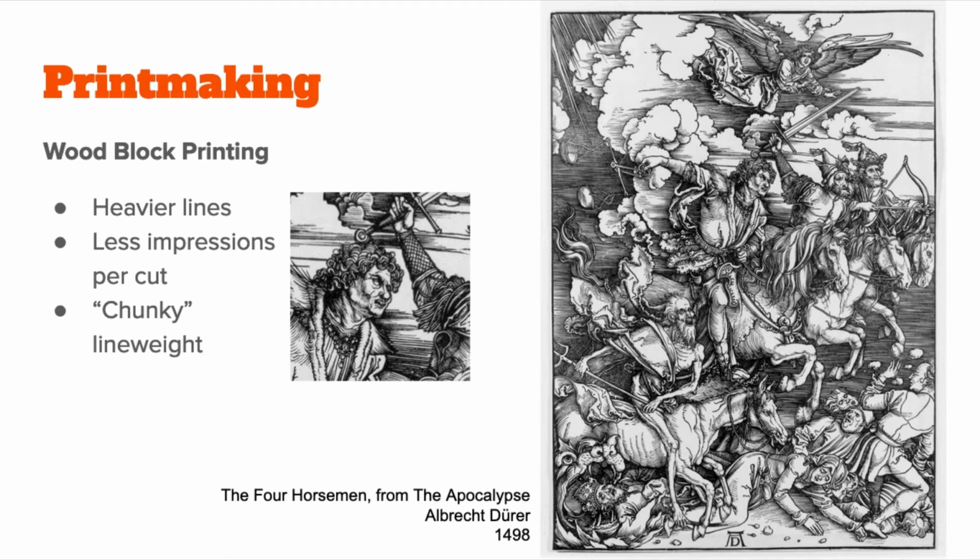Because of this, you can only make about 200 impressions or prints before the block loses its fine detail and the artist has to start over. A way to combat that, the artist would compensate by using chunkier line weights, so they're a bit sturdier and a bit more durable. Another limiting factor is the size of wood that is available. Because trees can only grow so big, the prints can only get so big, limiting the final size of their pieces.